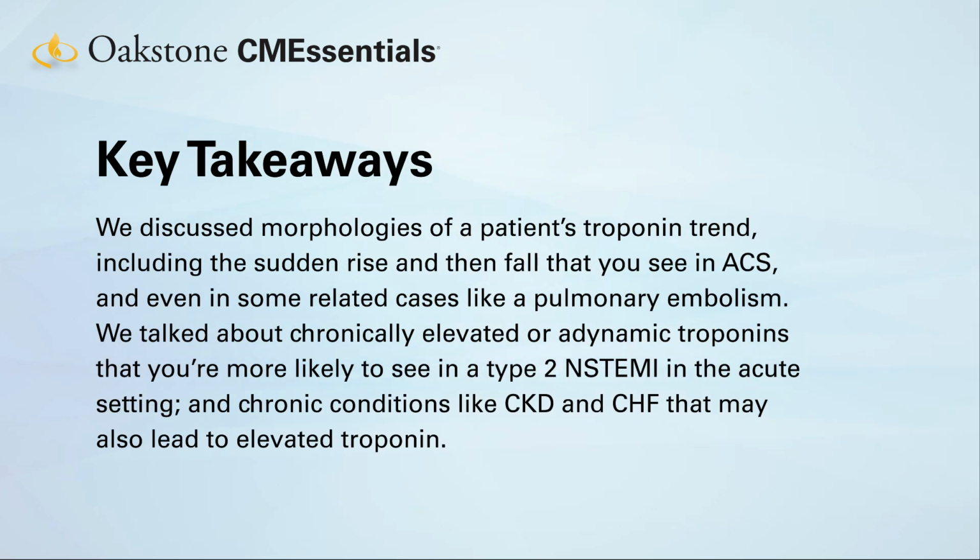We discussed a few morphologies of a patient's troponin trend, including the sudden rise and then fall that you can see in acute coronary syndrome, and of course, even in some related cases like a pulmonary embolism. And then we talked a little bit about some chronically elevated or adynamic troponins that you can see more likely in a type 2 NSTEMI in the acute setting. And then we talked about chronic conditions like CKD and CHF that can also leave you with an elevated troponin.